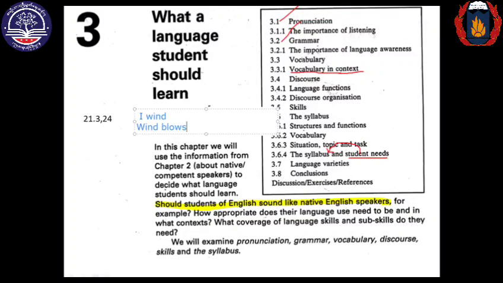This is called vocabulary in context. So by using context, we can get the meaning.